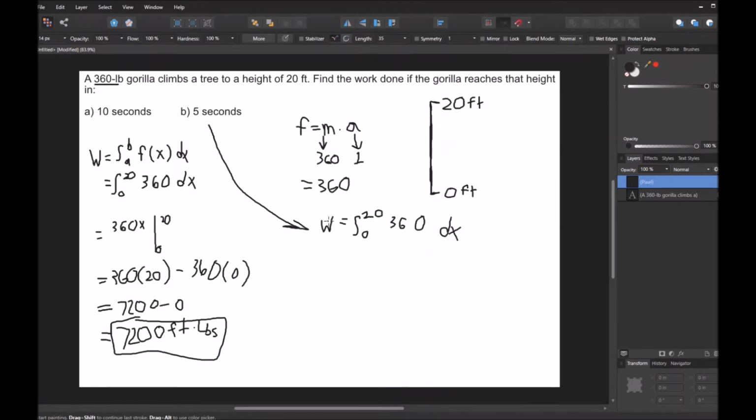Now at this point it's completely identical to what we did over here, so I'm just going to skip all those steps of work and write that again: 7,200 foot-pounds of work were done when the gorilla climbs the tree in 5 seconds. And that would be your final answer for that one.